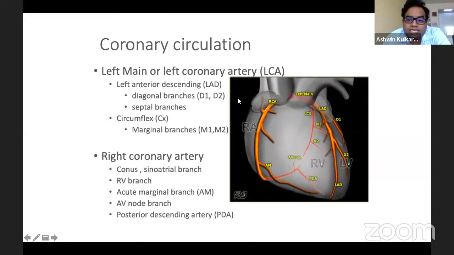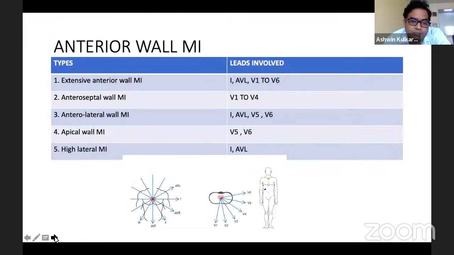So coming to branches, as I mentioned, the left anterior descending artery has diagonal branches and septal branches. The circumflex artery will have the marginal branches, that is M1 and M2. Right coronary artery, this is important for you. There will be a conus branch, sinoatrial branch, right ventricular branch, acute marginal branch, and an AV nodal branch. And if the right coronary artery is dominant, then it will give rise to the posterior descending artery.